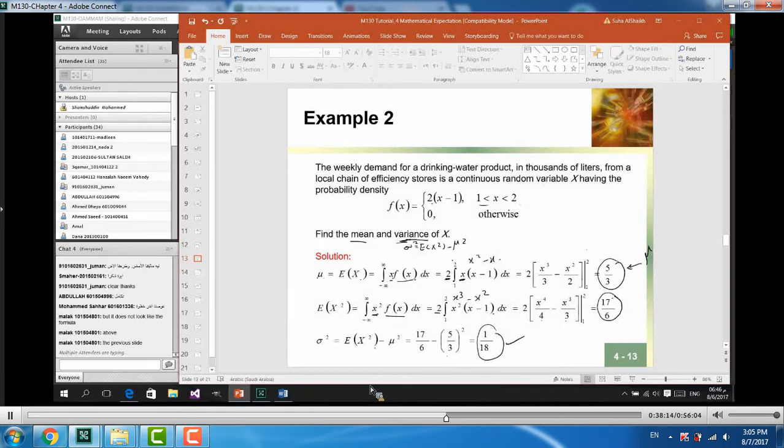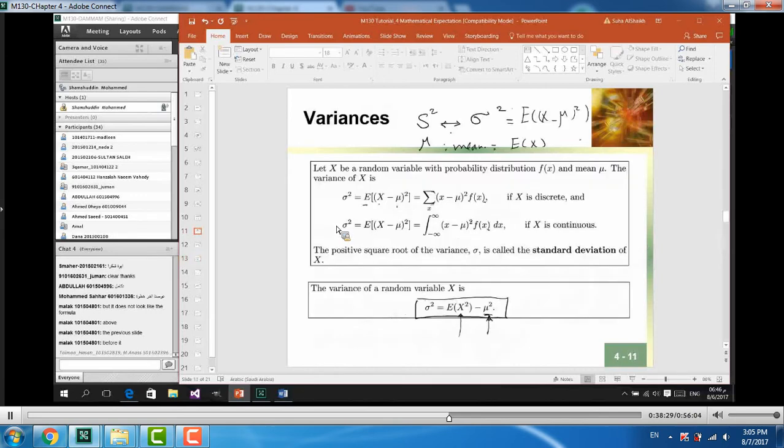So anything before I move? It is the same. Yeah, I told you this is this. Another way to find this one is using this formula, which is easier, which is better. Instead of using this complicated formula, we use this one. Yeah, it's the same. The variance again is the same.